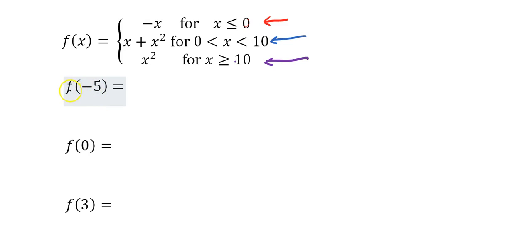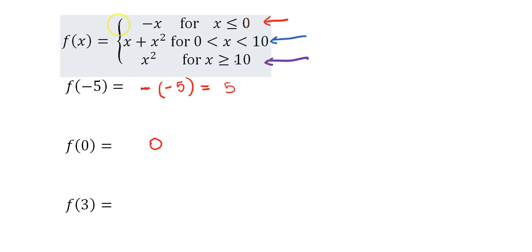So if we take a look here, we have f of negative 5. Negative 5 is less than or equal to 0, so I'm going to have the opposite of negative 5, which is a positive 5. And here I have f of 0. Because it's less than or equal to 0, the opposite of 0, there is no opposite, it's just 0.